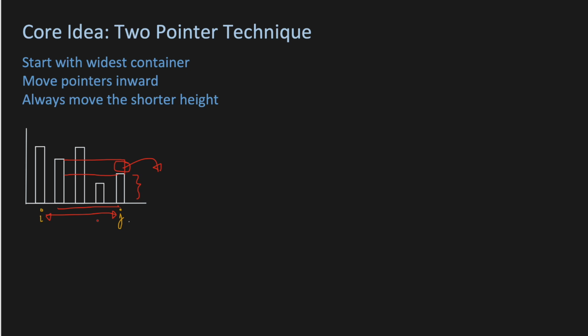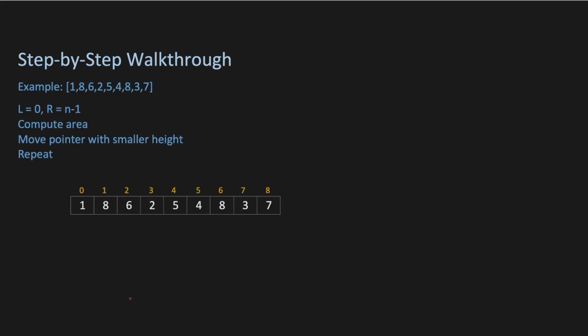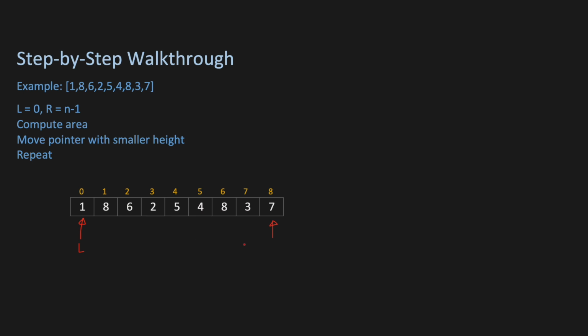So in this case, the area would be i minus j multiplied by the height of the shorter bar, as the area of a rectangle is length into height. Let's walk through the solution step by step. Initially, the L pointer will be at index 0 and the R pointer will be at index n minus 1, where n is the length of the array. So this will be L and this is R.